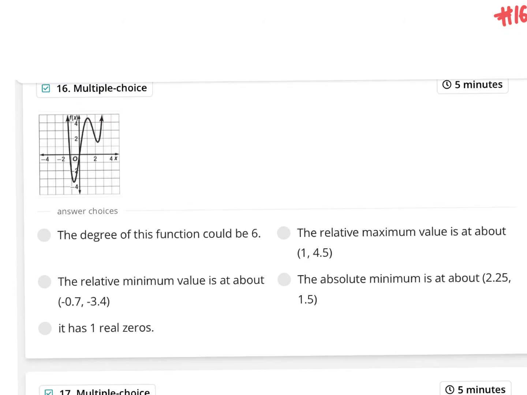Moving on to this question, the degree of the function could be 6. Well, let's think about the degree. It goes down, that's 1. It goes up, that's 2. It goes down, that's 3. It goes up, that's 4. So we know that the degree has to be at least 4. At least 4. So 1, 2, 3, 4, at least 4. Now it doesn't say it has to be 6. It says that it could be 6.